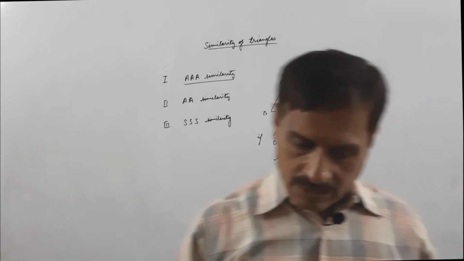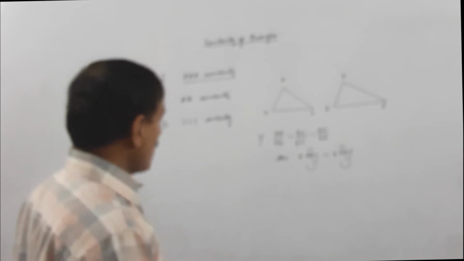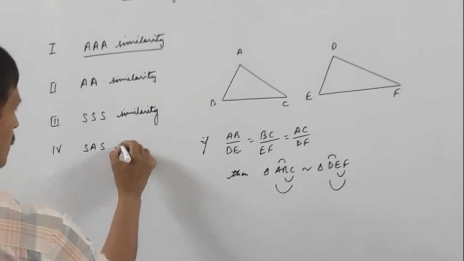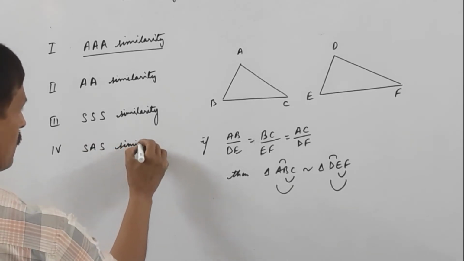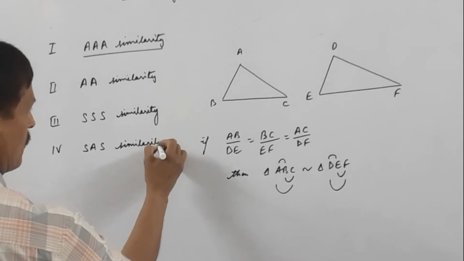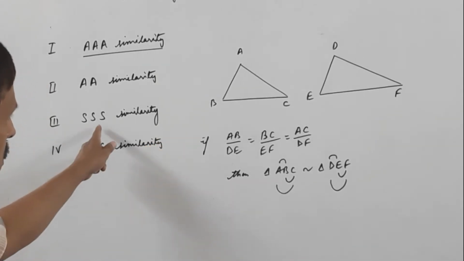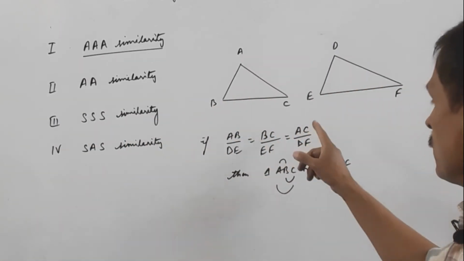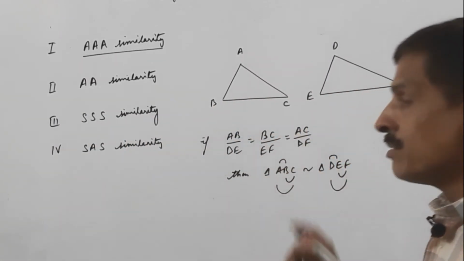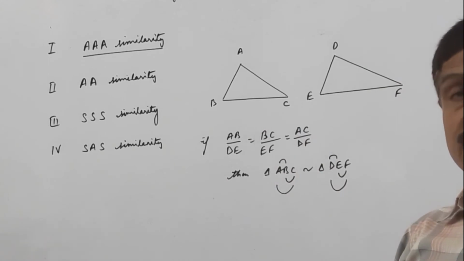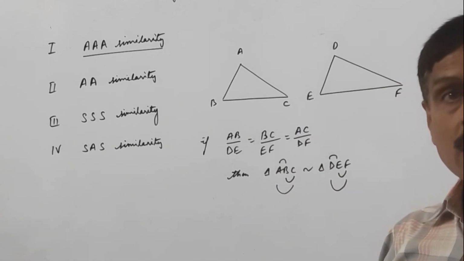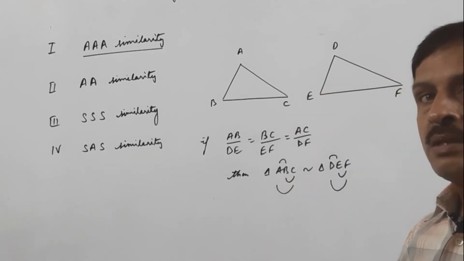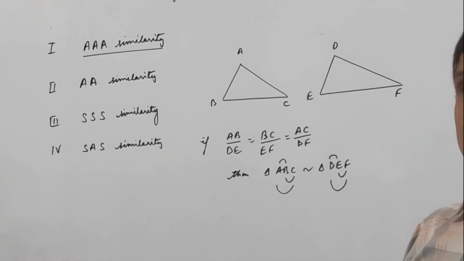The fourth similarity concept is SAS similarity. I repeat the third similarity again. In this case, the ratio of sides must be equal. These sides need not be equal. Okay. In case of congruency of triangles, the sides must be equal as well.